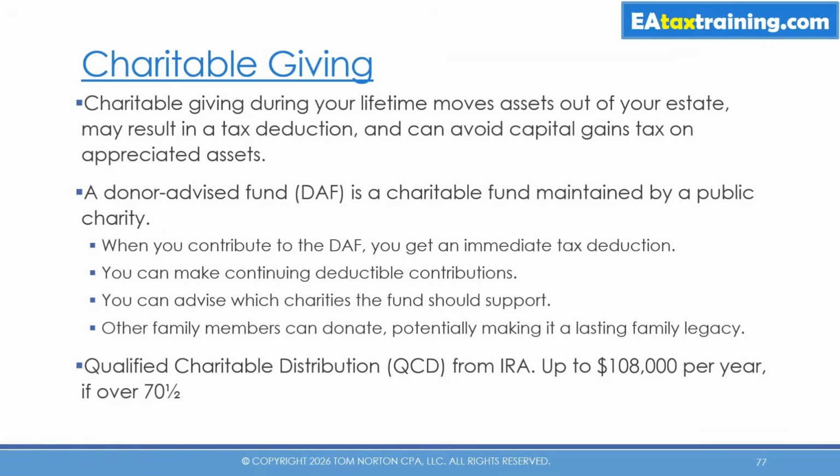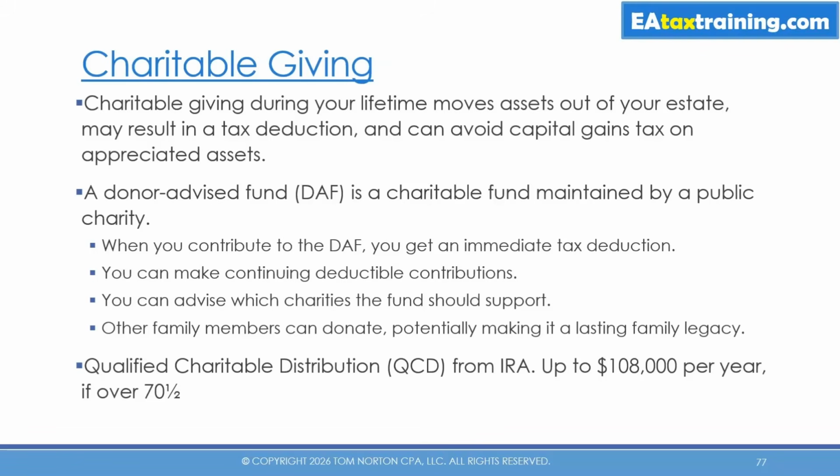Our next estate planning move would be charitable giving. So charitable giving during your lifetime moves assets out of your estate, may result in a tax deduction, and as we said before, can avoid capital gains tax on appreciated assets. You can also set up something called a donor advised fund. That is a charitable fund that is maintained by a public charity. So a public charity will help you set this up because they hope to get some contributions as a result of it.